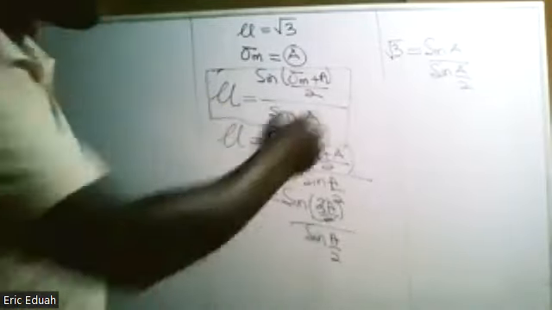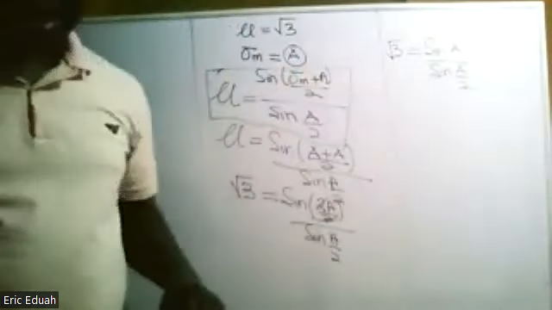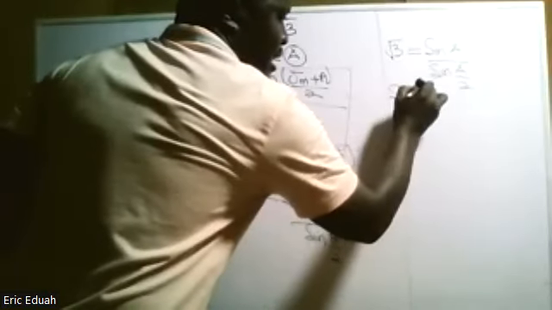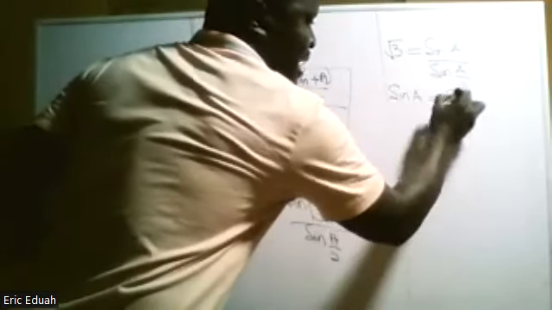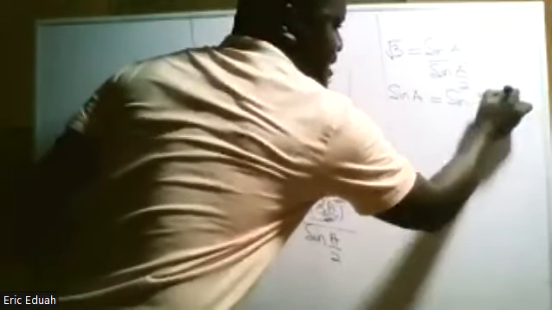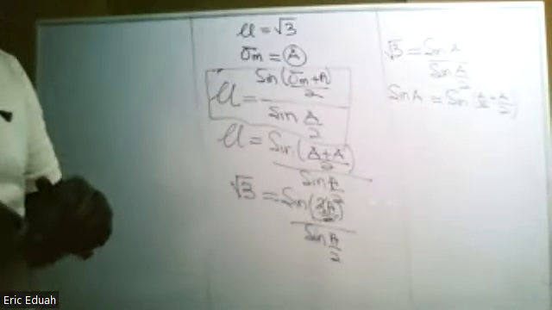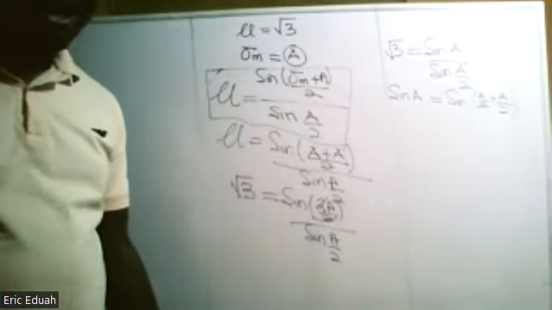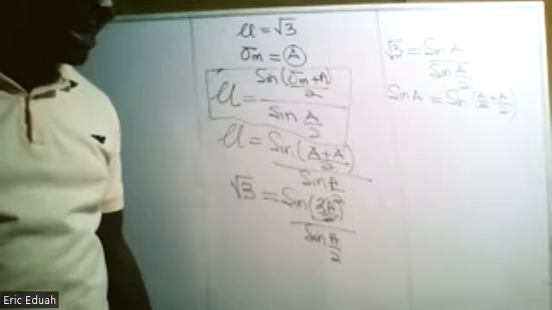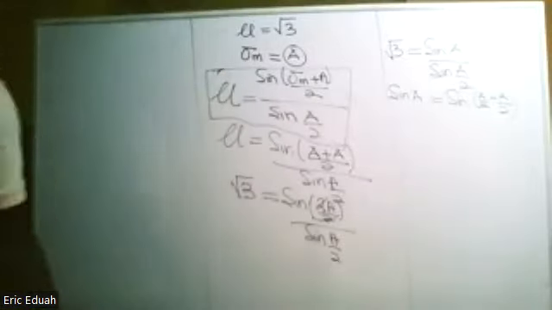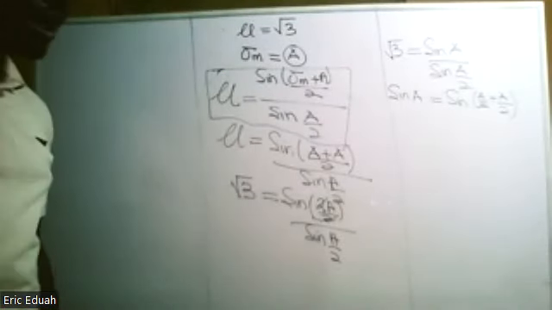Meaning I have to expand sine A. But you know, sine of A is equal to sine of (A over 2 plus A over 2). Correct? Because A over 2 plus A over 2 would give me A. Half plus half is equal to 1. So I can express sine A as this. Please, are we fine?